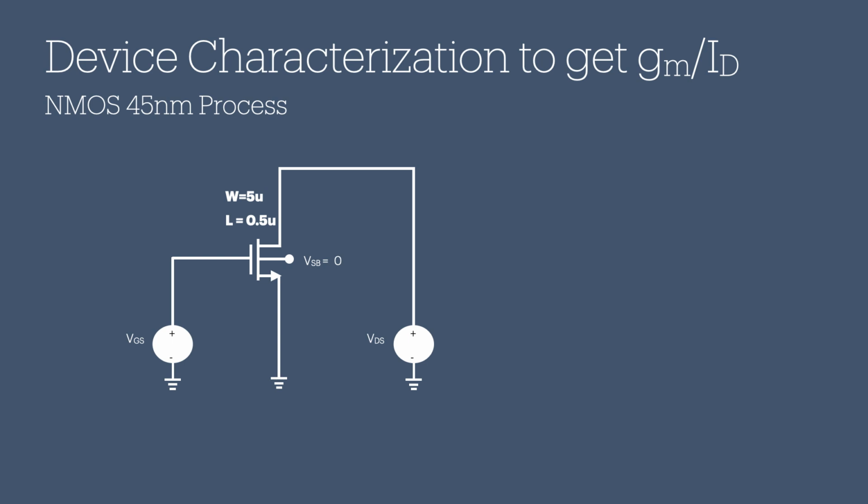We start with the gm over ID. Take note that we are doing this with a 45 nanometer process. To extract this parameter, we first bias the gate voltage of the NMOS with a DC voltage. Similarly, we provide the drain of the NMOS with a DC voltage. We also set a reasonable width and length for this process. For width, we give it 5 micrometers and 0.5 micrometers for its length. For simplicity, we set the source-to-body voltage, VSB, to 0 volts.